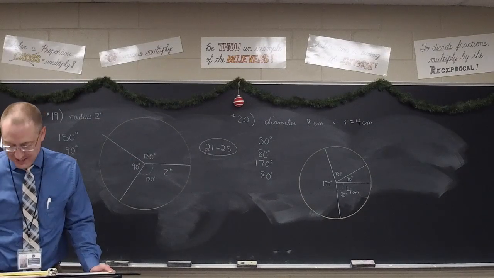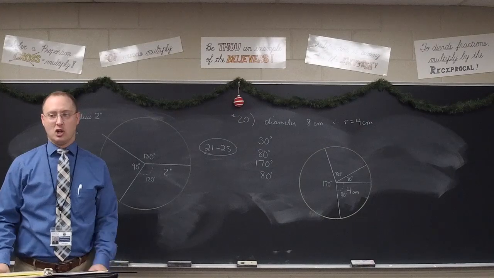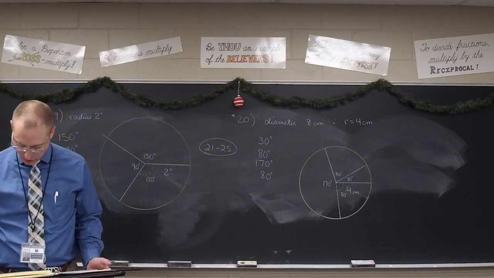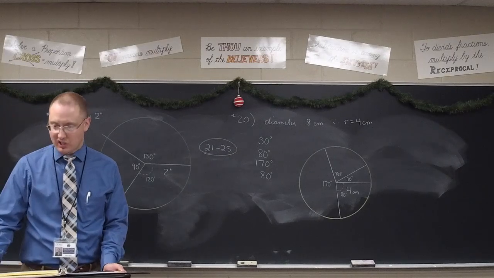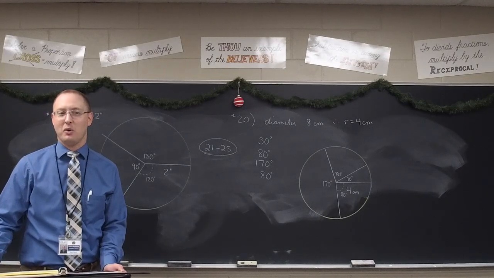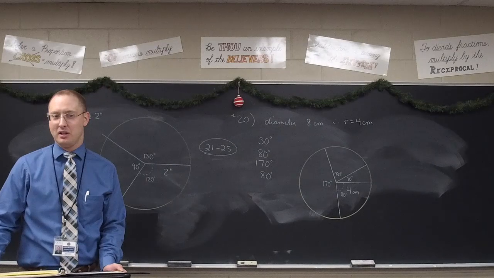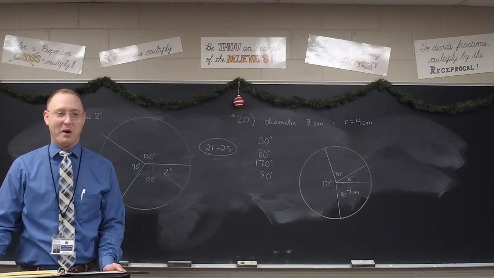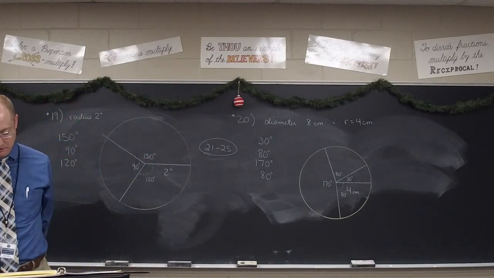Number 22, what's the name of a triangle that has a 90-degree angle in it? Elaine? Right triangle. A right triangle. Number 23, how many vertices does an isosceles triangle have? Michael? 3. Does it matter that it's isosceles, class? No, that was a trick question. All triangles have 3 vertices.